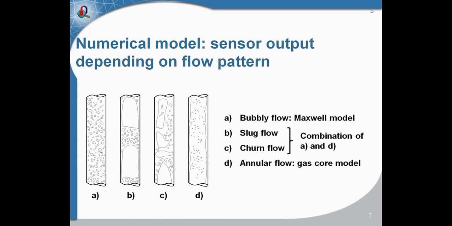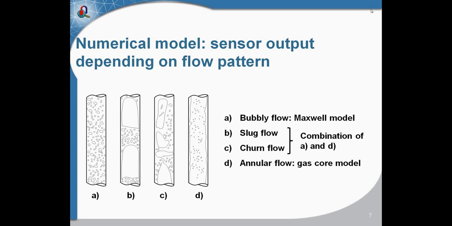As I mentioned before, QuickField was not only used to optimize the design of the sensor, but also to prove the applicability of the models in order to get also a calibration curve for the capacitance sensor. In my case, I studied the vertical two-phase flow, and commonly there are 4 typical arrangements, as you can see here on this slide. And basically these arrangements are called flow patterns.